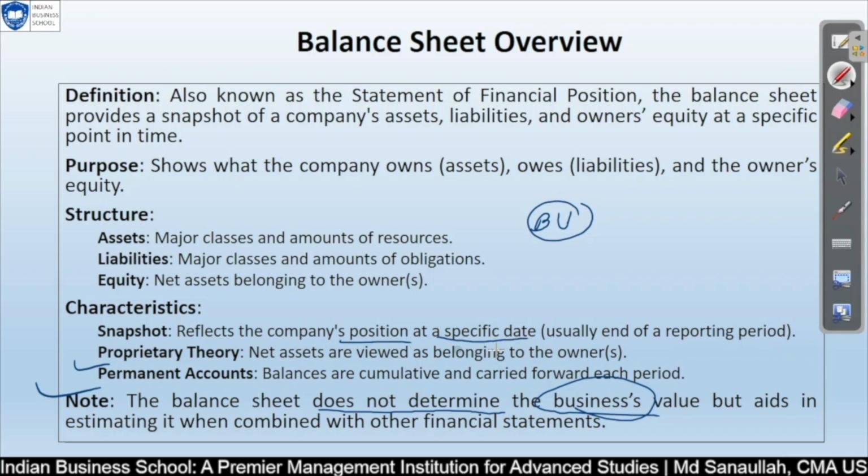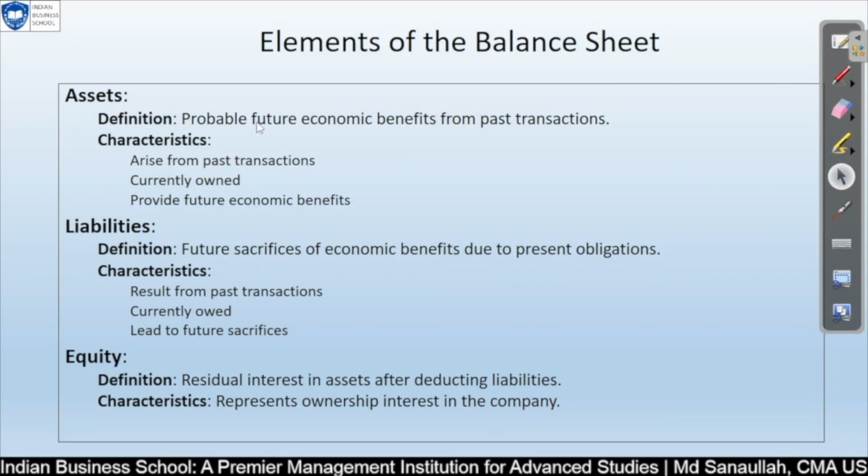Okay, position, with regard to their asset, liability, and owner equity. We'll move to the next slide. So now we will discuss the asset. What does asset mean? Asset is something you own.